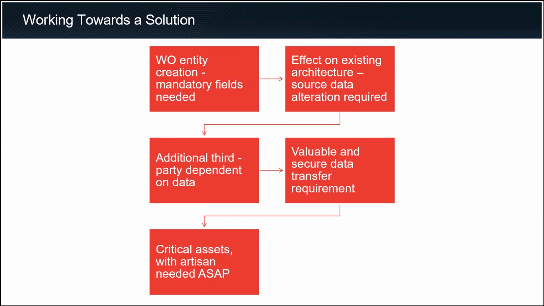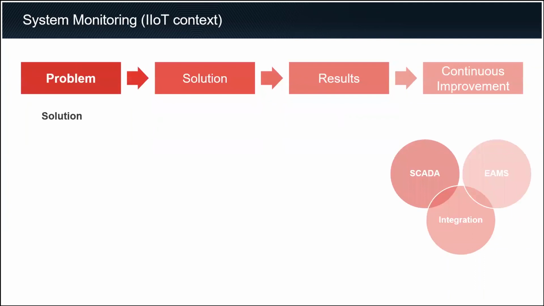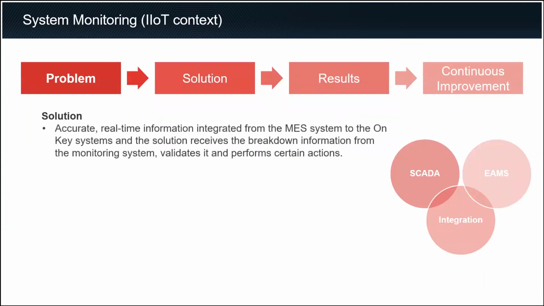So the data from the monitoring system was transferred in real time to the OnKey system so that the work order can be generated and sent accordingly. Okay, and the solution at the end of the day is that we have accurate and real-time information integrated from this monitoring system to the OnKey system.